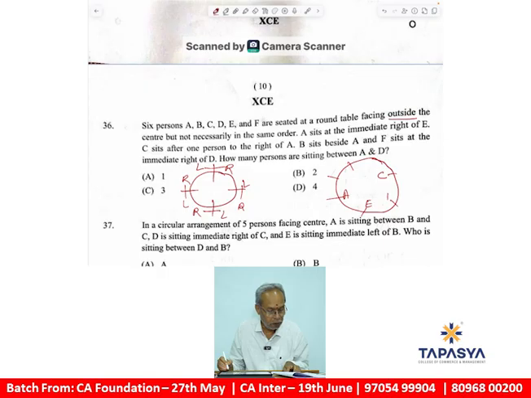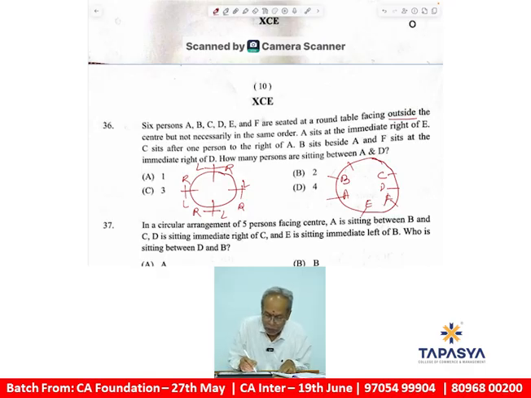A, C, E. Next, A sits right of E, C sits after one person, right of A, B sits beside A. B sits beside A means you can put here. F sits at the immediate right of D. Immediate right of D means, so you can keep D here and you can keep F here. Is it clear? So all persons have come here. So how many persons are sitting between A and D?